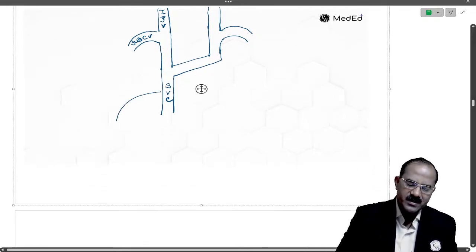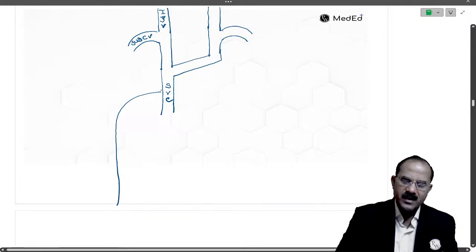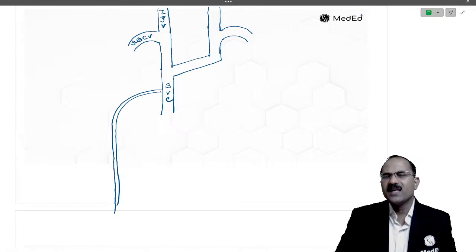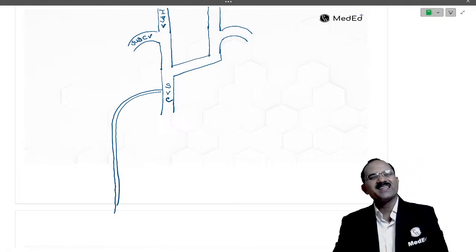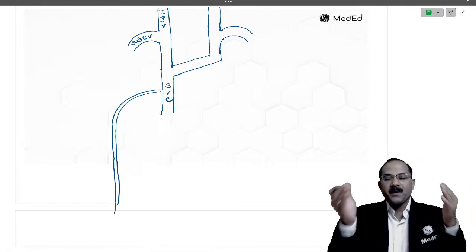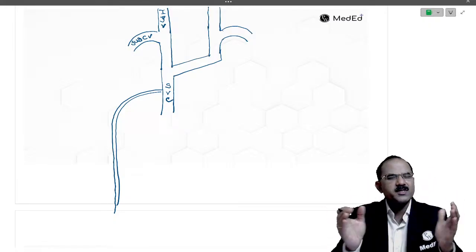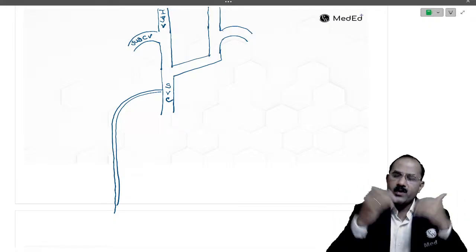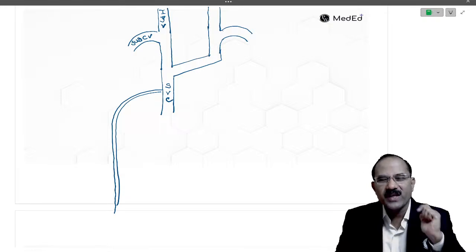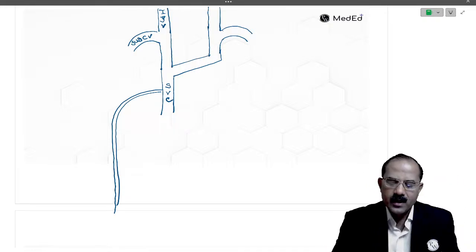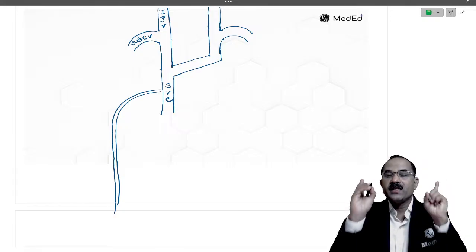Who's this? This is a single unpaired vein. What's that? The azygous vein. Now, students, I'm discussing the posterior intercostal veins. Be very clear about this. Plenty of MCQs you get. You get short notes on azygous vein also. Okay, let us begin. We're discussing the posterior intercostal veins.